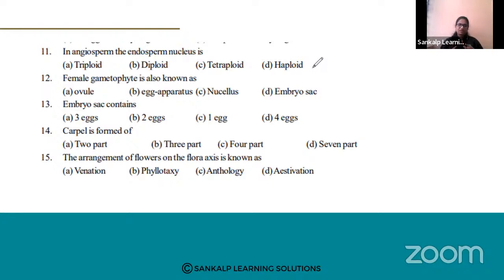15th question. Let me proceed with 15th question. Then I will come to 13th question. The arrangement of flowers on the floral axis is known as what? Option A, venation. Option B, phyllotaxy. Option C, anthology. Option D, estivation. Bhumika answered as option D.